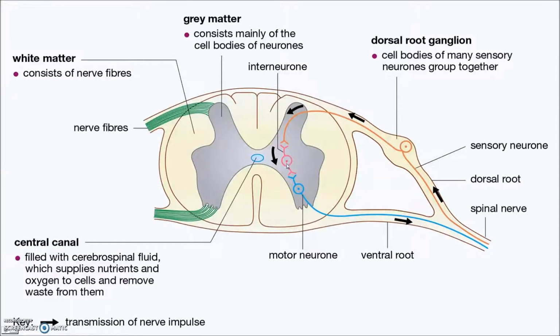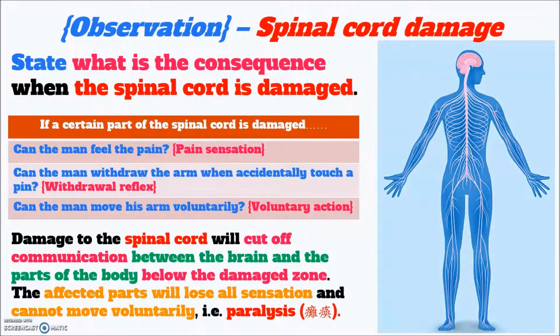And then the nerve impulse will be transmitted to the motor neuron and along the ventral root to the effector. So that's the reflex arc. After we talk about the part of the terminology, we are going to move on to the other part of the observation, the damage of the spinal cord. What we are going to study is the consequence when the spinal cord is damaged.